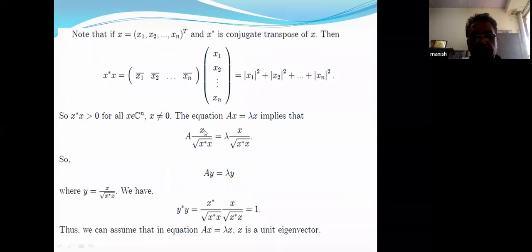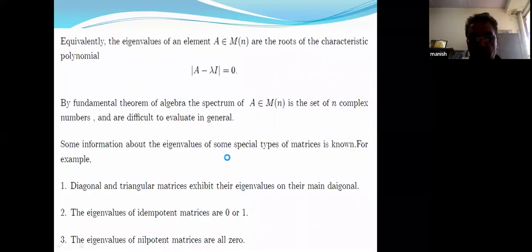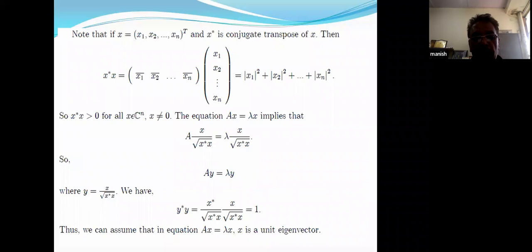So we can divide both sides in the equation Ax equals lambda x by root x star x. Now put x over root x star x to be y. Then we have Ay is equal to lambda y. But here note that y is a unit vector. Why? Because y star y is x star over root x star x multiplied with the same, and we get 1. The point here is that we can assume in this equation Ax equals lambda x that x is a unit eigenvector.